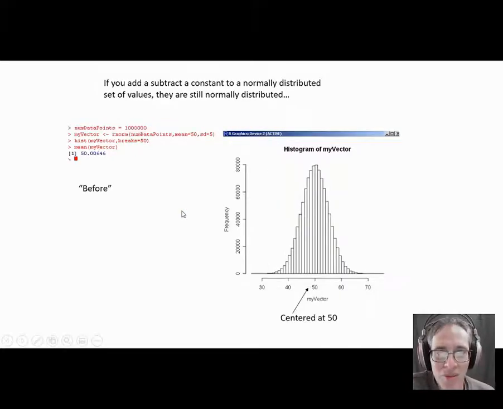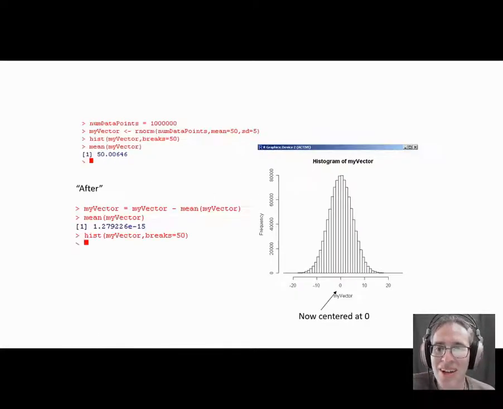So one of the rules that we want to learn is that if you add or subtract a constant to a normal distribution, the distribution is still normal, right? So here, I'm going to center my data set at 0. Remember, the standard normal distribution has a mean of 0 and a standard deviation of 1, right?